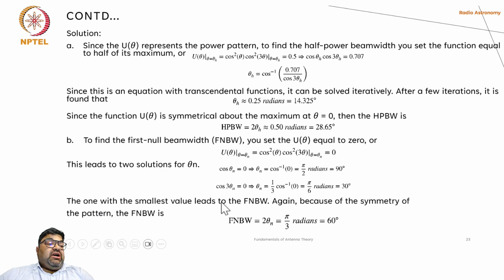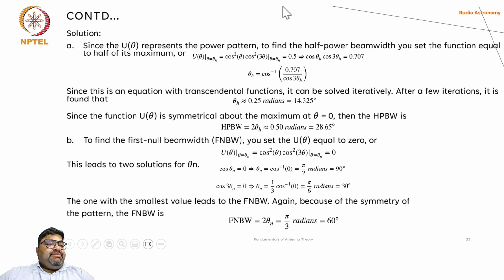However, because it is the first null, it will happen at the smallest value of θ. Because there are two θ values and this is the first null, the first null will be at 30 degrees, not 90 degrees. Hence, one side is 30 degrees, and by symmetry the other side is also 30 degrees, so the FNBW becomes twice θn, which is equal to 60 degrees.